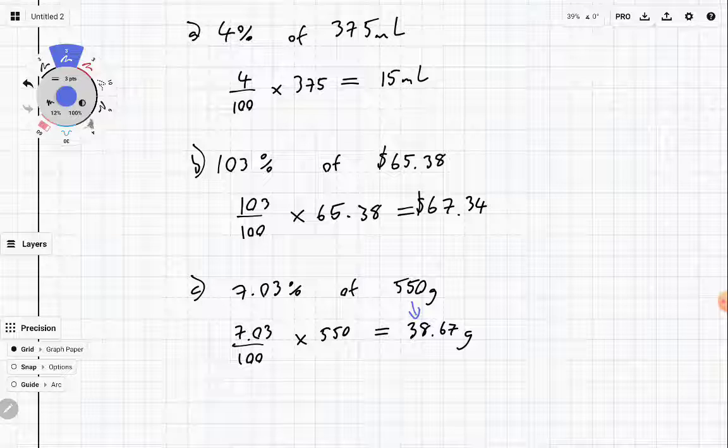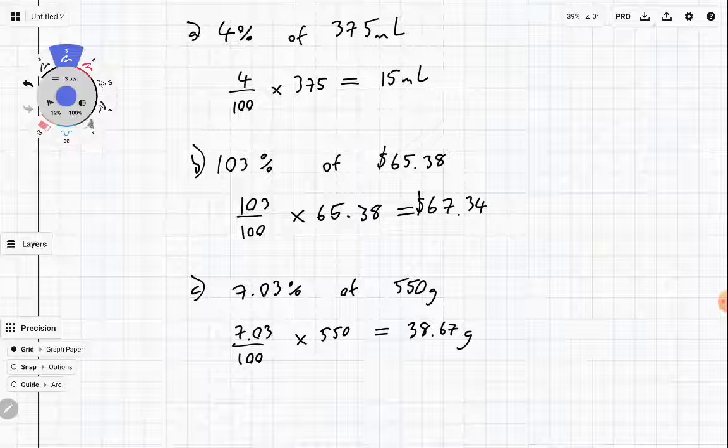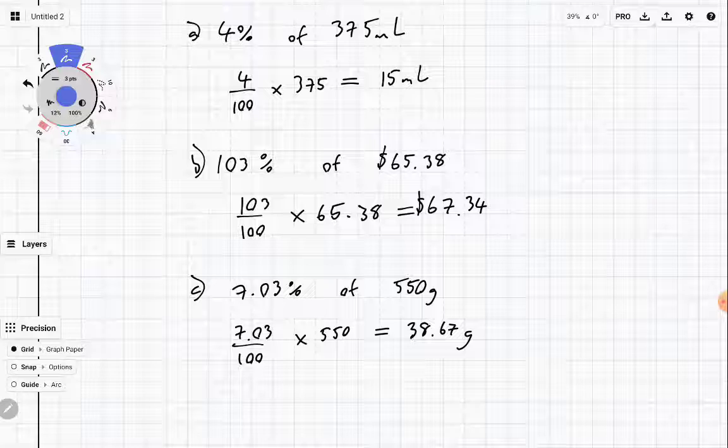So just make sure that whenever we're thinking about percentages, it's really important to keep that idea of 100% in our mind. How does this percentage compare to 100? Because we're going to be dealing with them a lot.